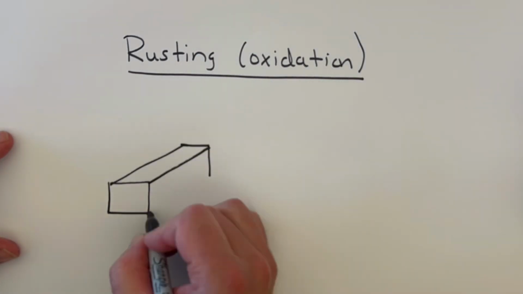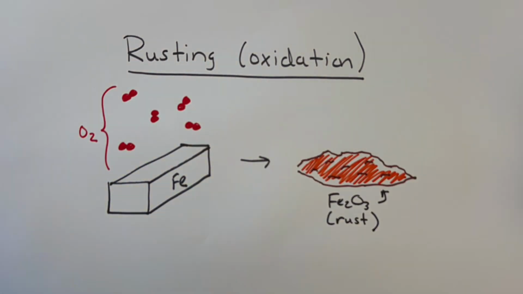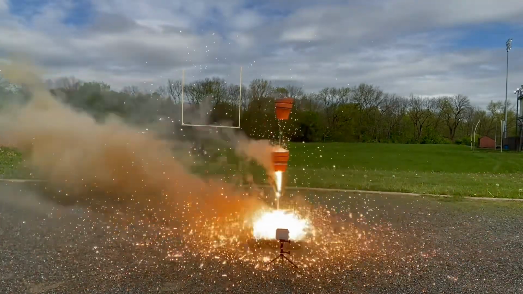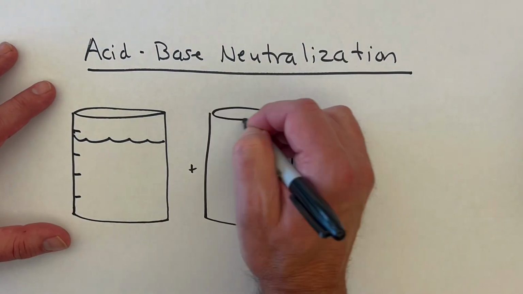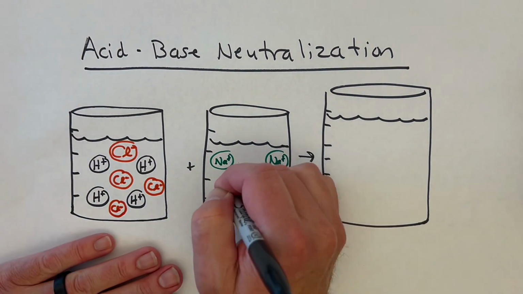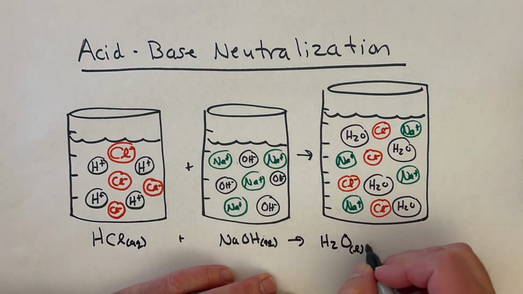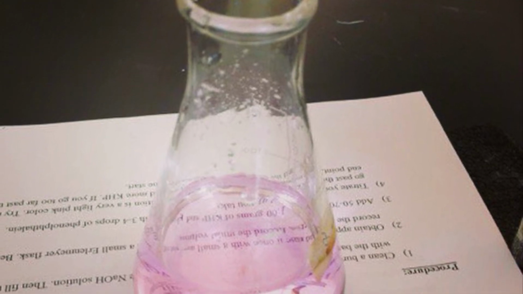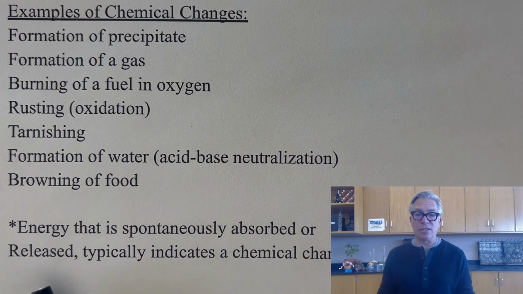Rusting, oxidation, or when something tarnishes. Those are kind of related terms. But yeah, when you start to see an oxide coating or something like that, the formation of water in an acid-base neutralization. I included that one in there because sometimes it's harder to see. You might be mixing a clear solution with a clear solution, and you might not notice the water that's actually being formed. What you might notice, though, is that energy is spontaneously absorbed or released in a chemical reaction.